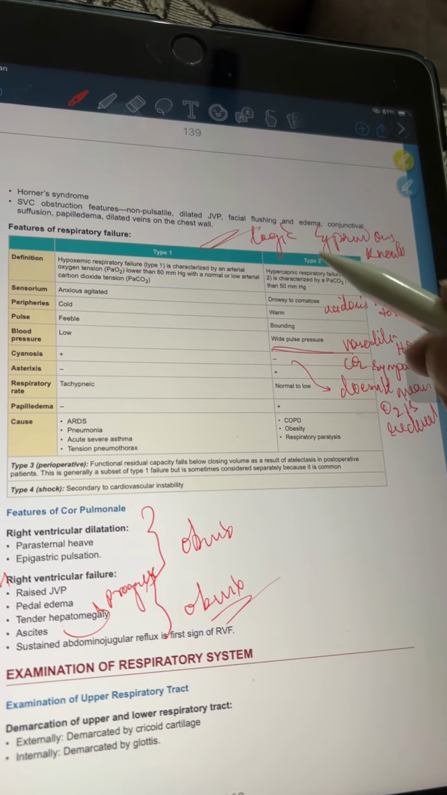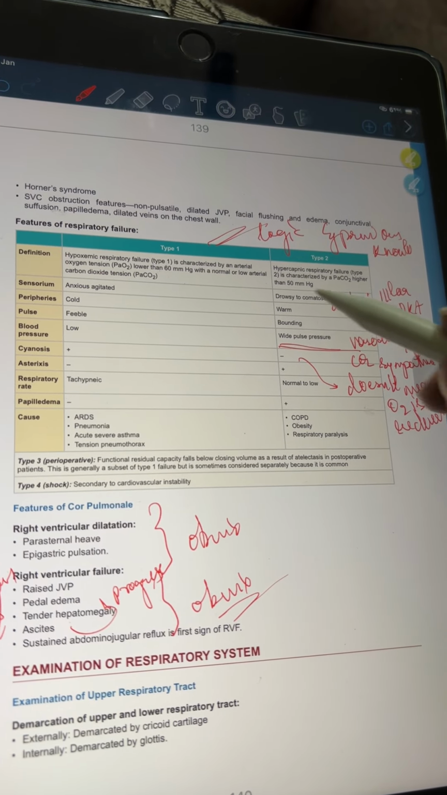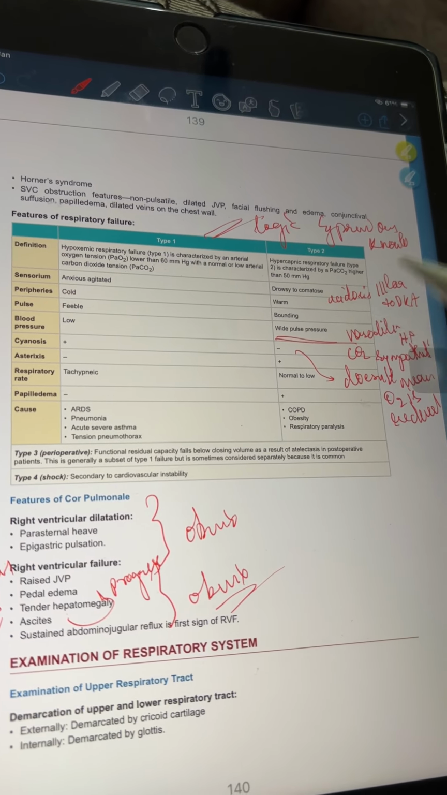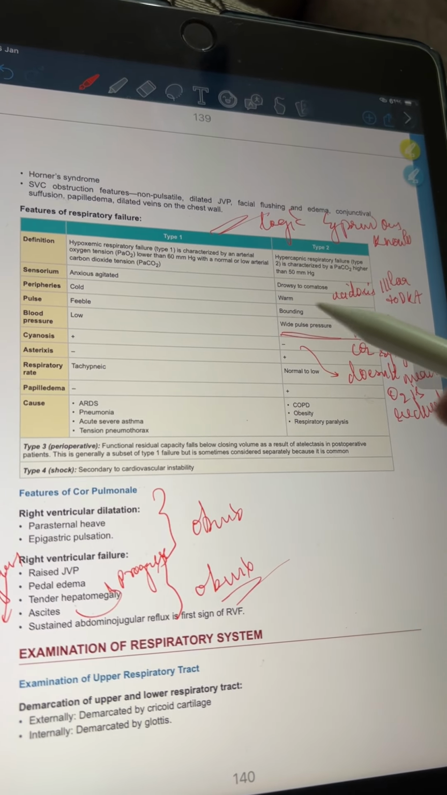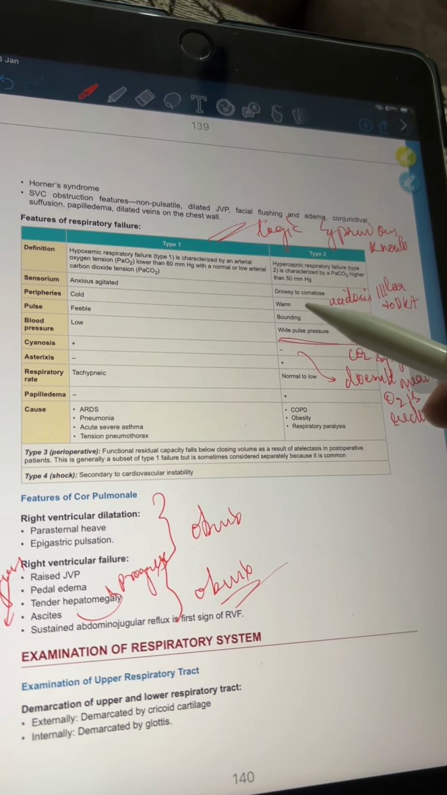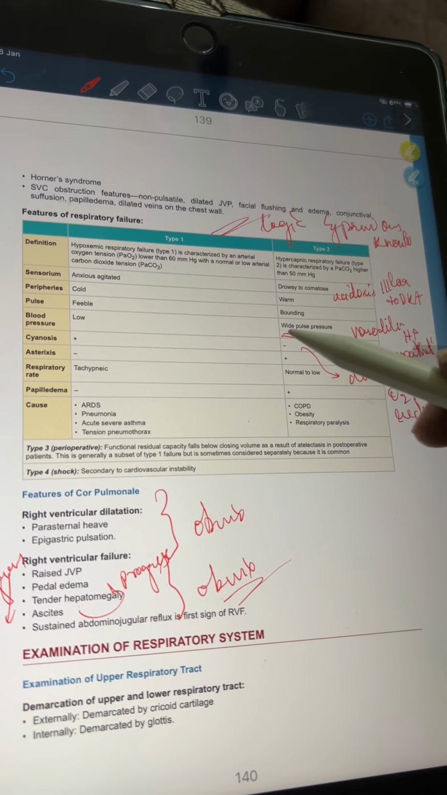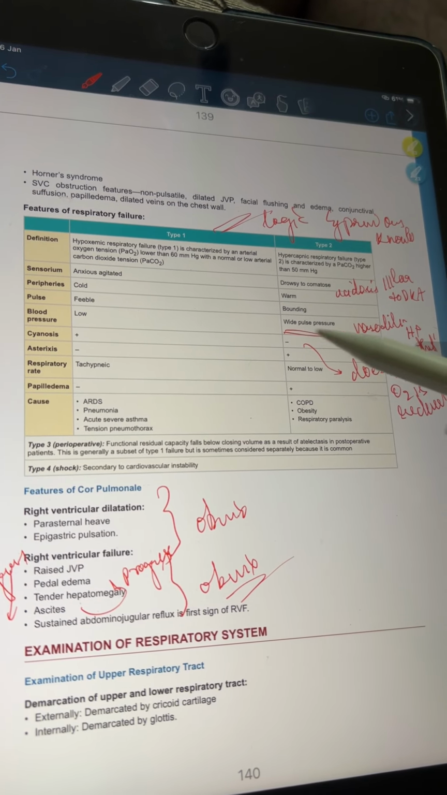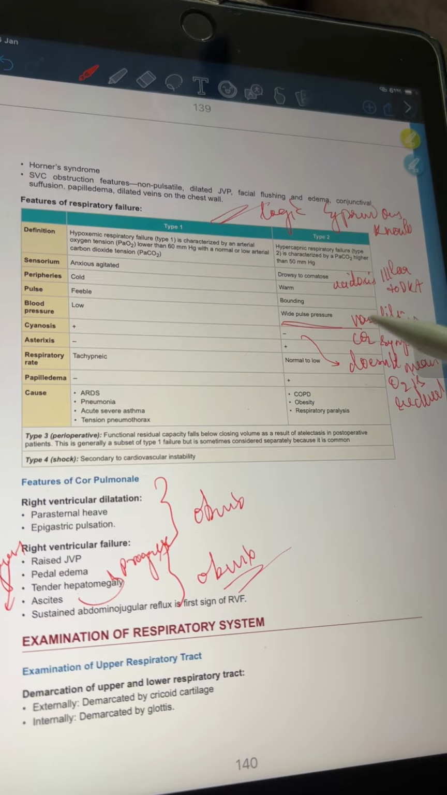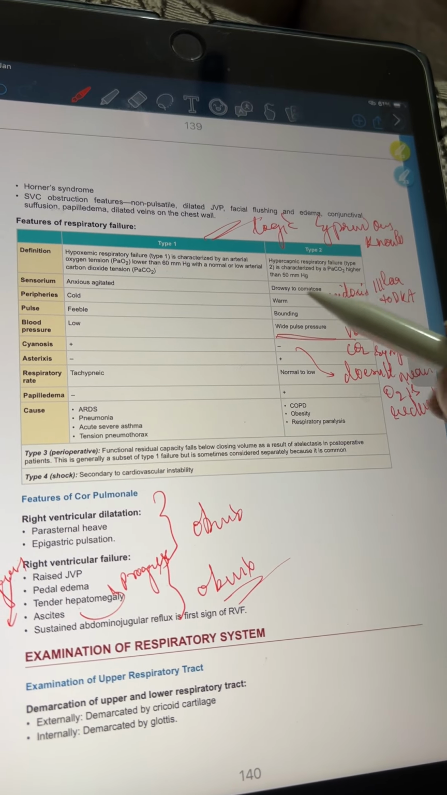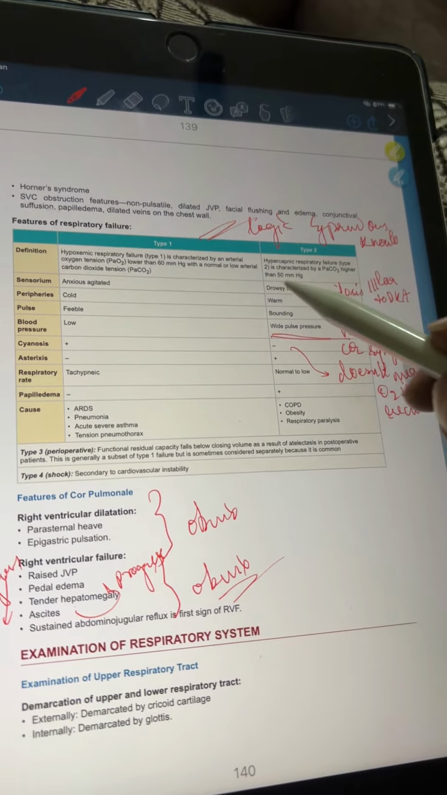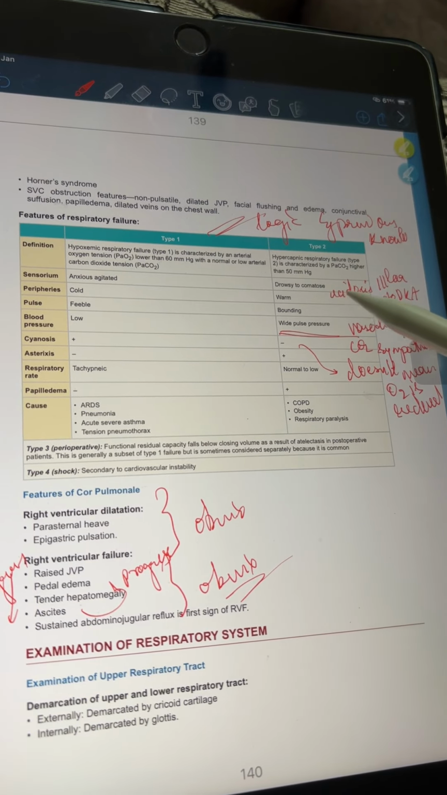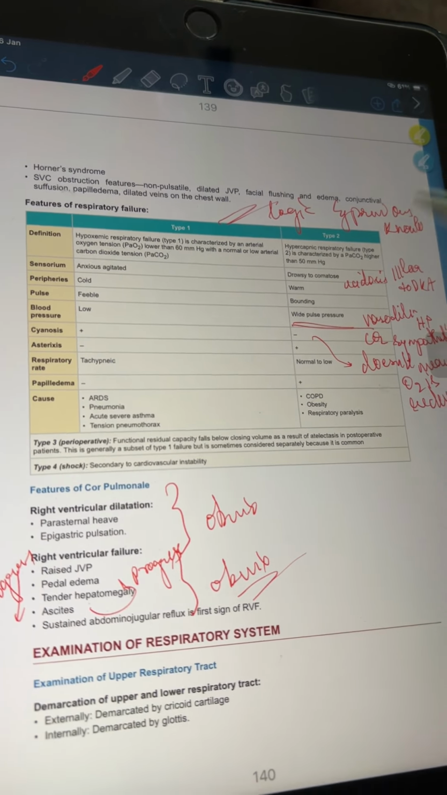Coming to this, because carbon dioxide is accumulating, what happens? There is acidosis, and acidosis, as you know, will cause vasodilation. Vasodilation is why the peripheries are warm. It also decreases the diastolic blood pressure and increases the SBP, so that's why there is wide pulse pressure. Think that this acidosis is similar to diabetic ketoacidosis, where a drowsy and comatose patient will be there, even in DKA. So think like that.